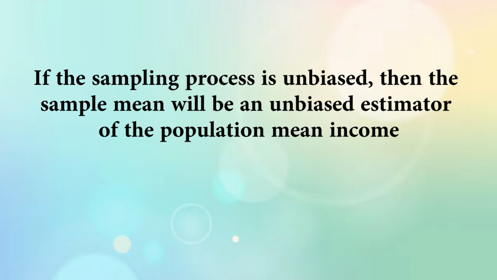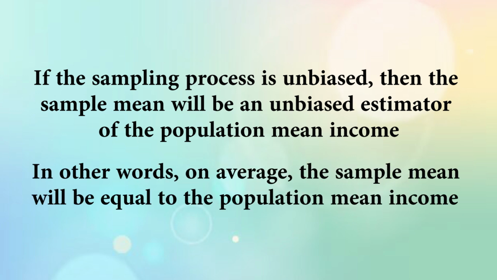Suppose a government agency wants to estimate the average income of workers in a certain city. They decide to take a simple random sample of 500 workers from the city's population and use the sample mean to estimate the population mean income. If the sampling process is unbiased, then the sample mean will be an unbiased estimator of the population mean income. In other words, on average, the sample mean will be equal to the population mean income.